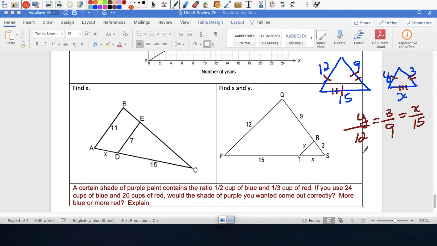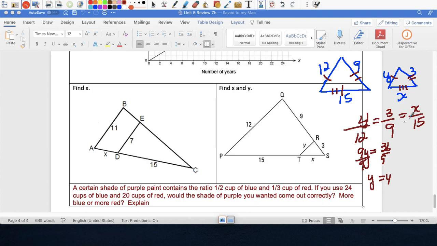Cross multiply, you get 9y equals 36, divide by 9, y equals 4. So now I can come back to this ratio here, take the y out, and write 4. Now when you want to find x, you can use x over 15 with 3 over 9, or x over 15 with 4 over 12, but I'm pretty sure everybody is going to use 3 over 9. Now, you don't have to because, look, how does 12 become 4? Divided by 3. How does the 9 become a 3? Divided by 3. So what would x be? Well, 15 divided by 3 would be 5. So x would be 5.